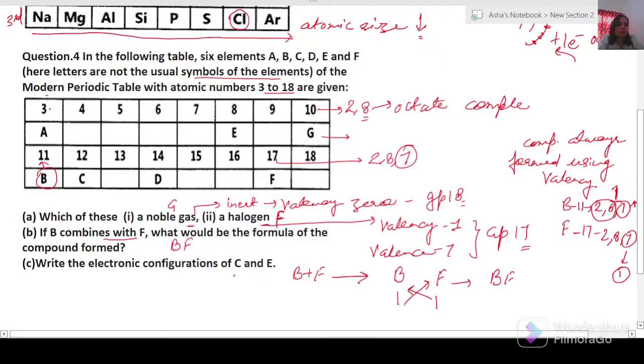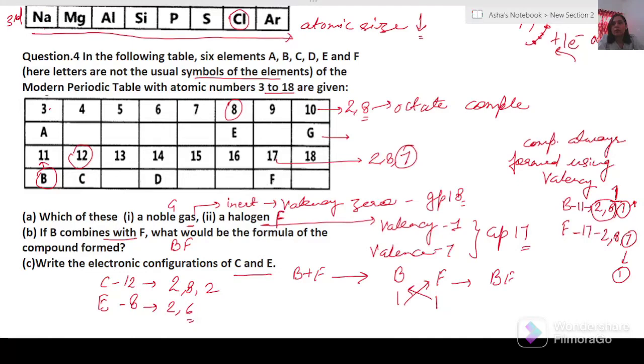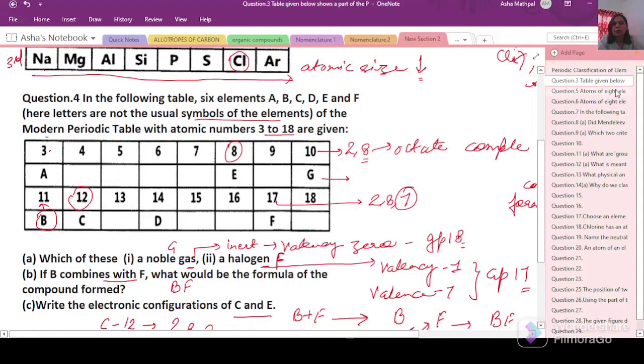Write the electronic configuration of C and E. Now C is atomic number 12, so you will write 2 comma 8 comma 2 here. E is this one, it is 8, so it will be 2 comma 6. Very simple one. Now let us go to question number 5.